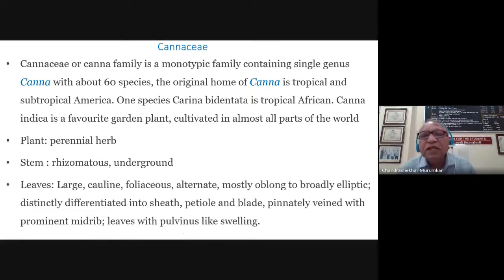They are pinnately veined with a prominent midrib. So obviously it is a parallel venation with the prominent midrib. And the leaves are pulvinate, like swelling. So the leaves are swollen at the base. That is, at the juncture of the petiole and lamina, we can see the swollen node-like structure. And that's why it's called the pulvinate structure.